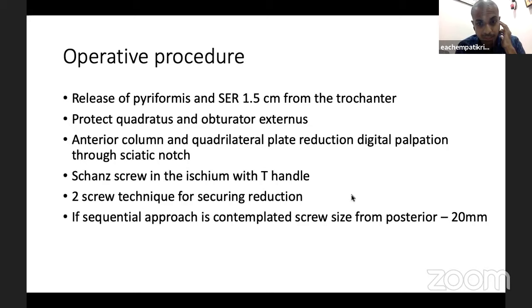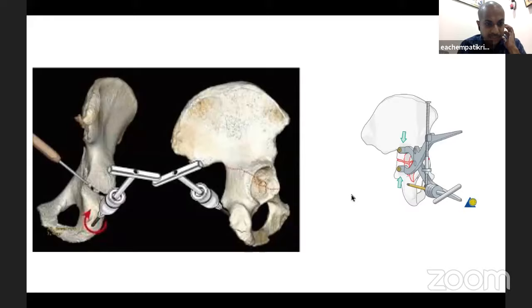So this is the example of a Schanz pin being pushed into the ischium, and this can be used to derotate the fragment. And the two screws are placed on either side of the fracture, and the Farabeuf clamp is used to position it perpendicularly, just like a posterior column injury, and you can use your finger to digitally palpate the adequacy of reduction on the anterior side.